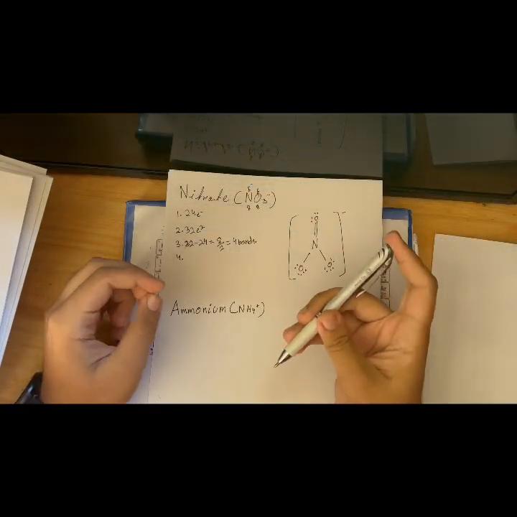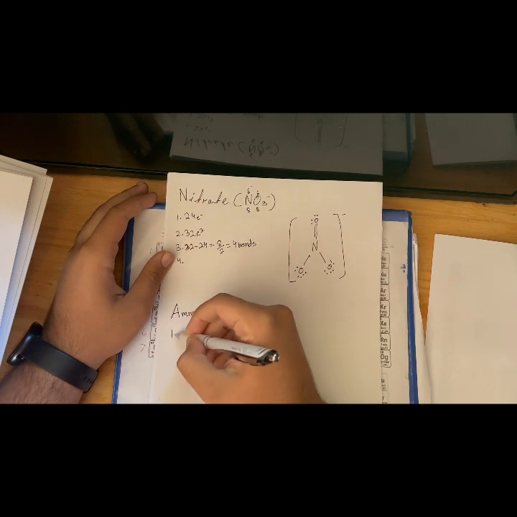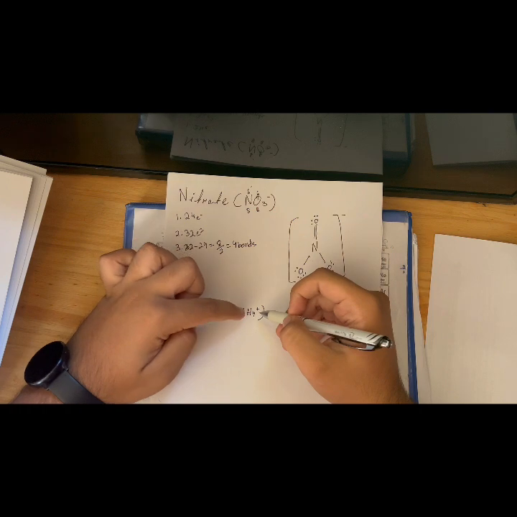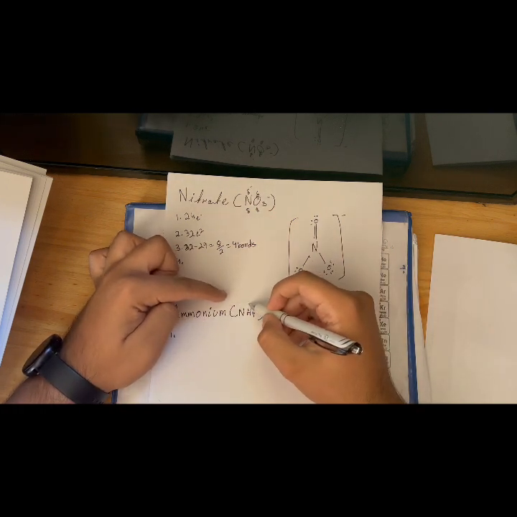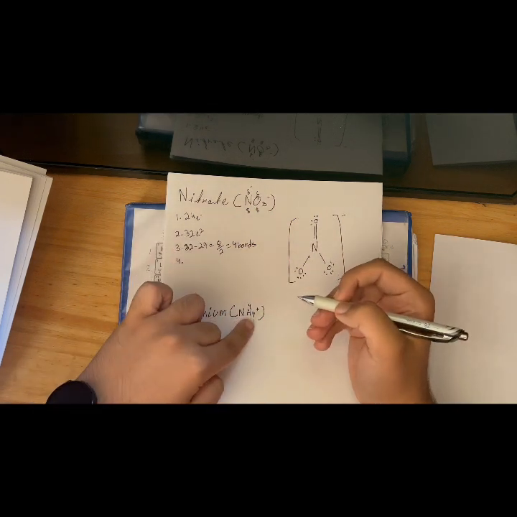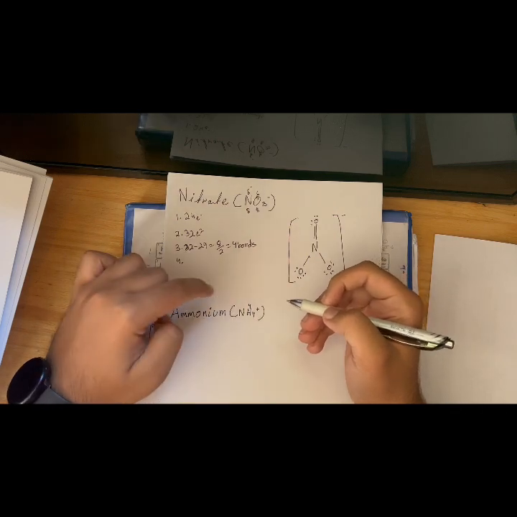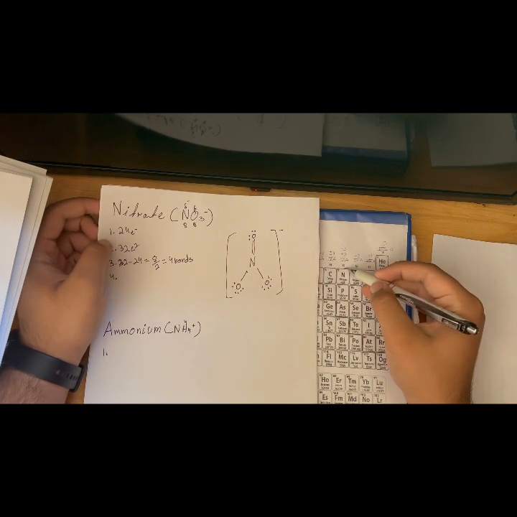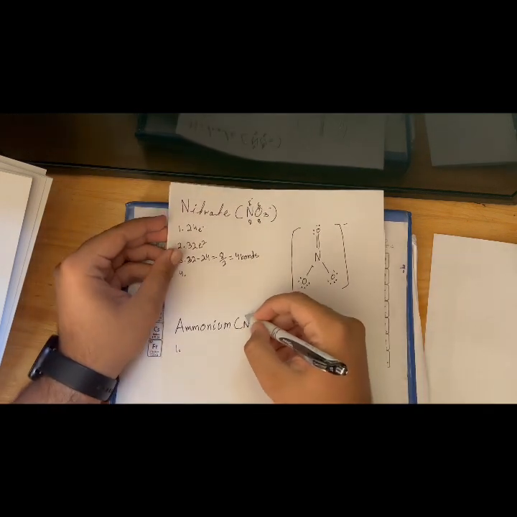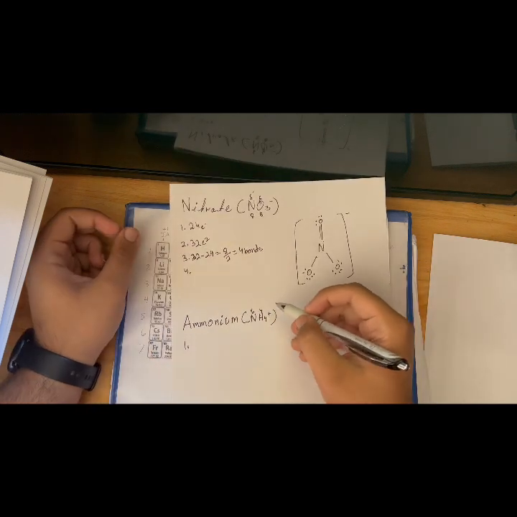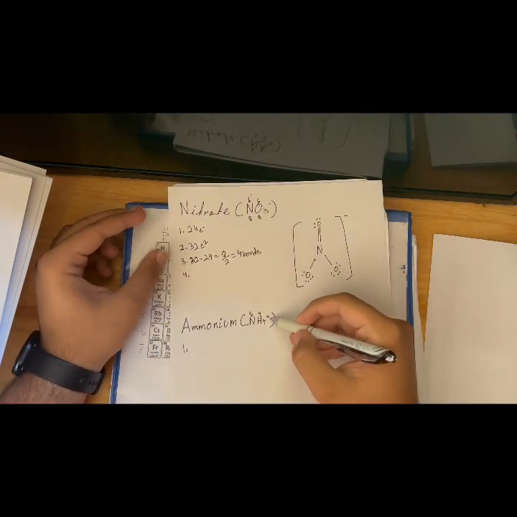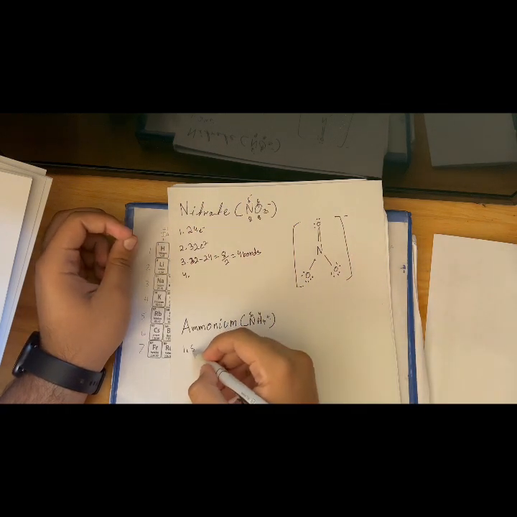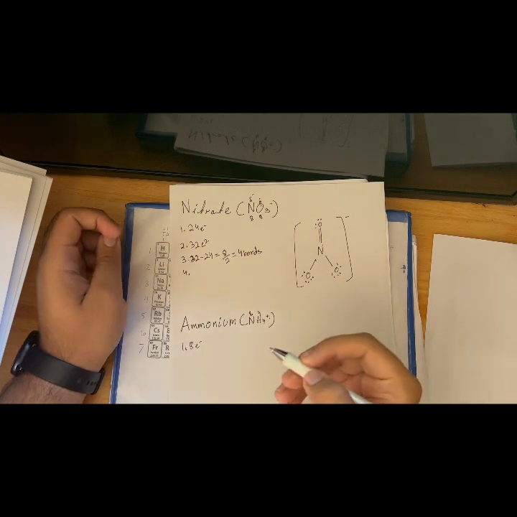Now let's try ammonium. So step 1, the valence electrons. Hydrogen has 1 valence electron. So since there are 4 atoms, we go 4 electrons. And then let's see nitrogen. Nitrogen has 5 valence electrons, so 5. 5 plus 4 is 9, but we have a positive charge, which means we're going to lose an electron. So we'll have a total amount of 8 electrons.